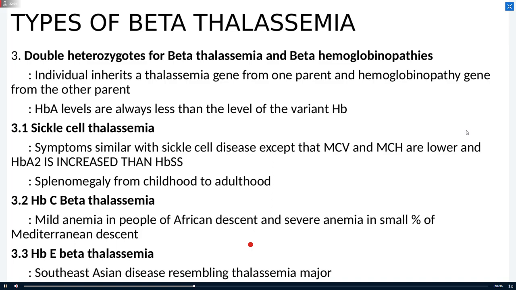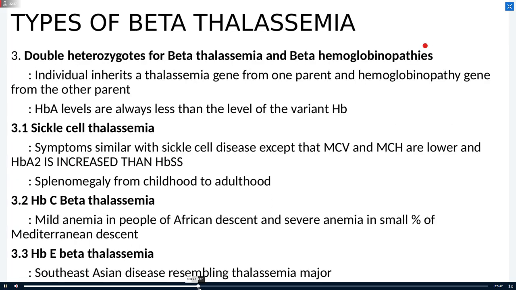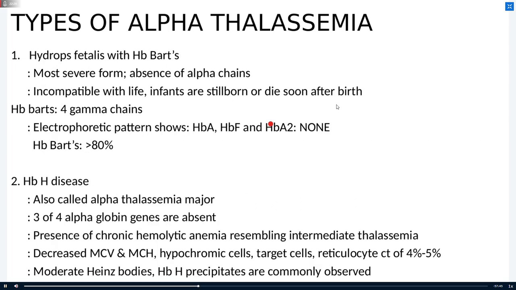So it's your hemoglobin E. That's why Southeast Asian disease resembling thalassemia major. So hemoglobin E, beta thalassemia class can infect Filipinos as well. Exam nyo sa medyo mahirap. Thalassemia in BARTS. Okay. Then let's proceed to your alpha thalassemia class.